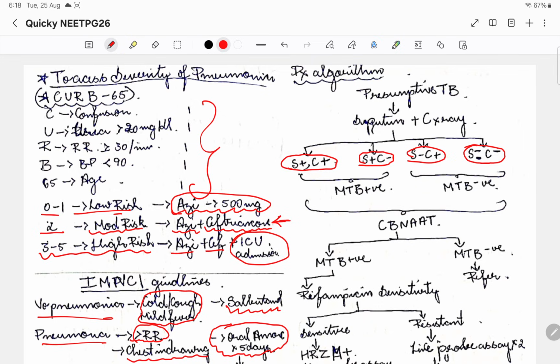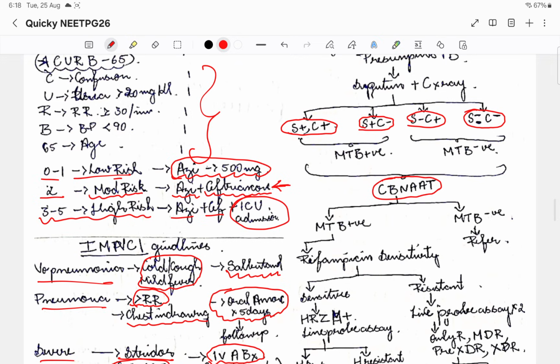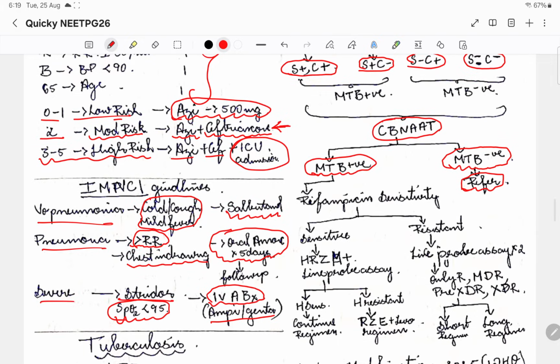This is just the consideration, but for all these patients, we are going to go for CB-NAT, cartridge based nucleic acid amplification test. CB-NAT is what we are going to send the samples for. After sending to CB-NAT, if the result is positive, it will be considered MTB positive, Mycobacterium tuberculosis positive. If it is negative, it will be considered MTB negative. We are going to refer the patient to the higher centers. But now, consider that MTB positivity is there.